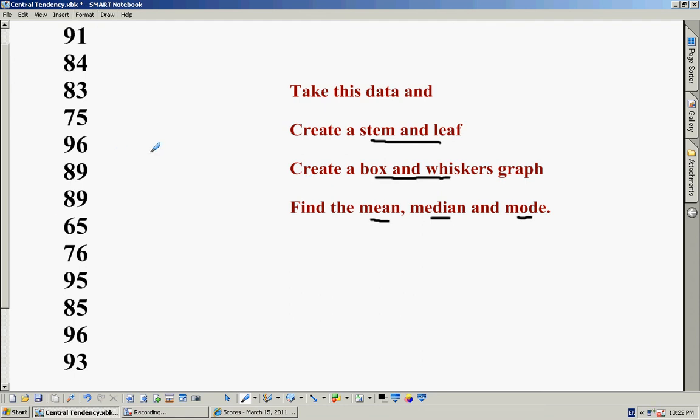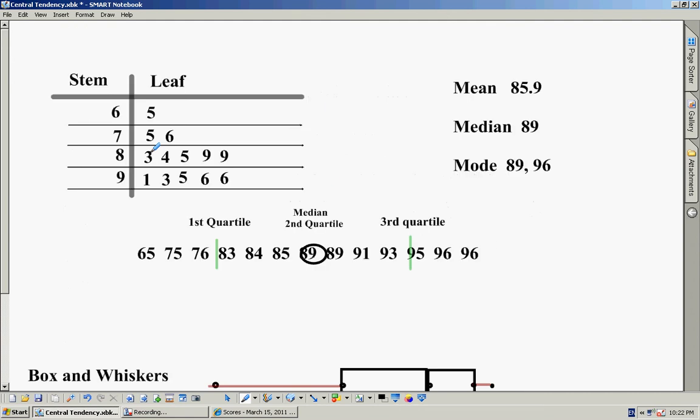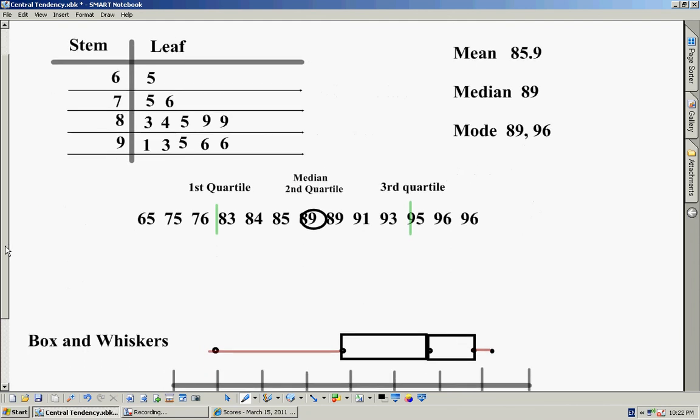All right, I'm going to assume you've got your answers. So let's check it out. This is what your stem and leaf should look like right here. You should have 65, 75, 76, 83, 84, 85, 89, 89, 91, 93, 95, 96, 96 listed there.